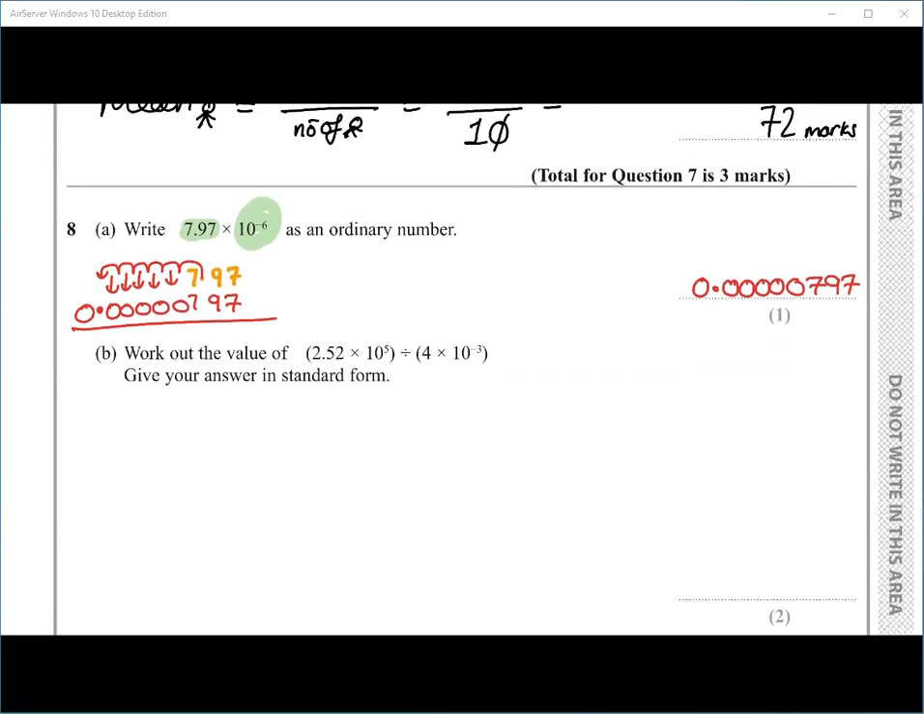You would have to work out the value of 2.52 times 10 to the power of 5, divided by something. So what could we do first? We could actually rewrite the question in a different form, in a fraction style. And I'm going to now color code for you the 2 different calculations that you will need to do.